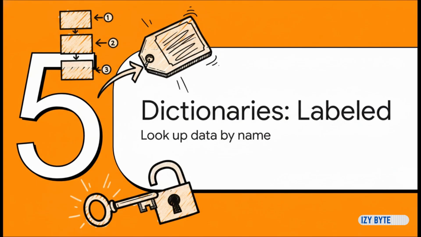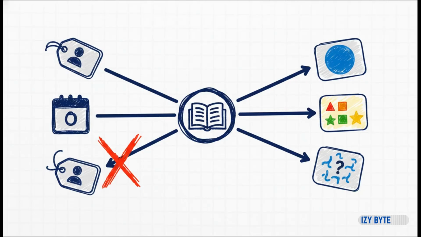Now, dictionaries solve a completely different kind of problem. See, with lists and tuples, how do we find stuff? We use its position, right? Item 0, item 1, item 2. But what if that's not helpful? What if you want to look something up using a meaningful name, not just a number? Well, that's exactly what dictionaries do, using something called key-value pairs.